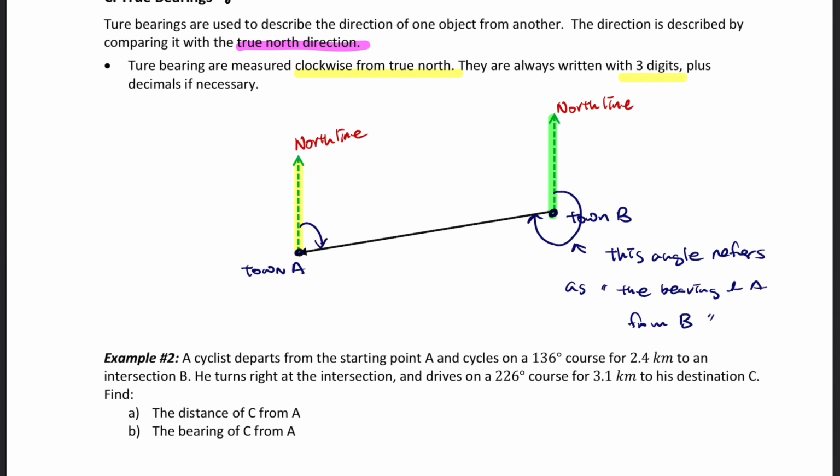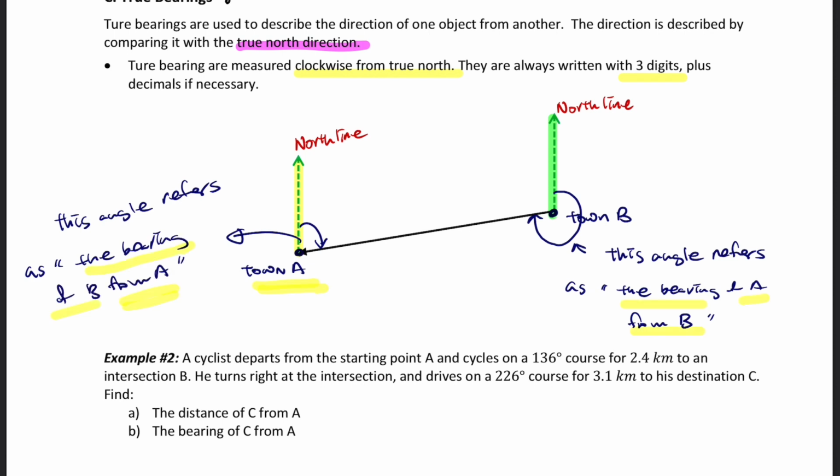And if I'm trying to calculate the angle between the north line and this black line, you can see that we are starting from town A, right? Then this angle is called the bearing of B from A. If you look at town A, we are trying to find the direction from town A to town B, so we say the bearing of B from A. If you look at town B, we are trying to find the direction from town B to town A, so we say the bearing of A from B.